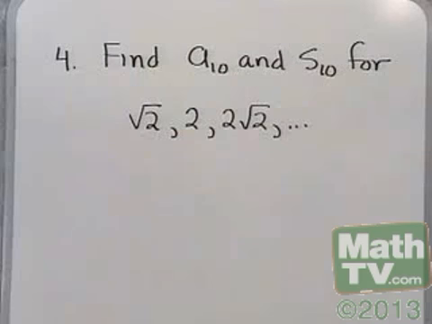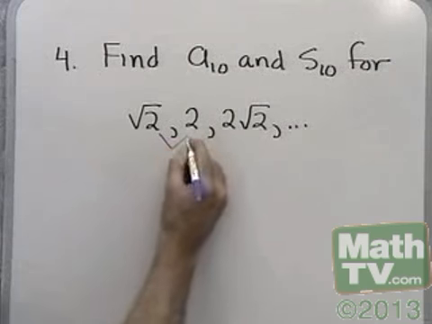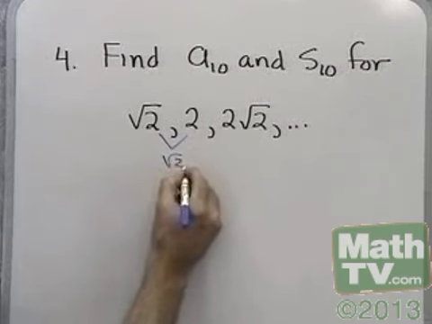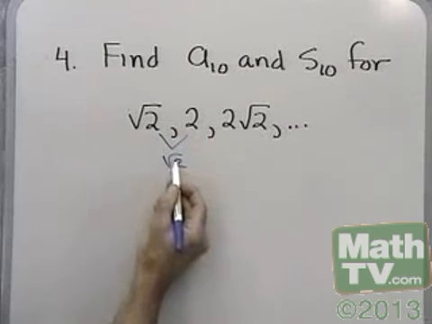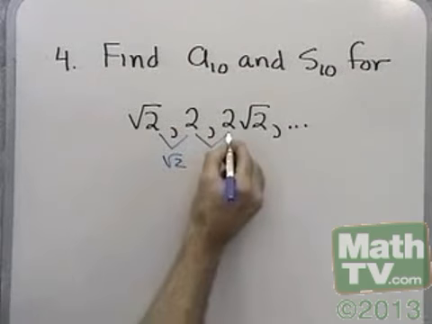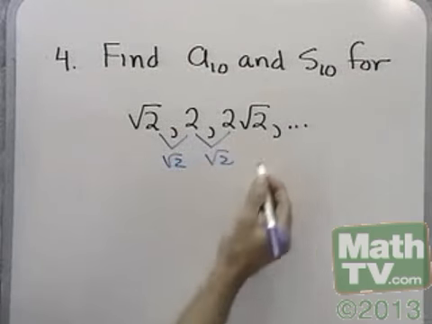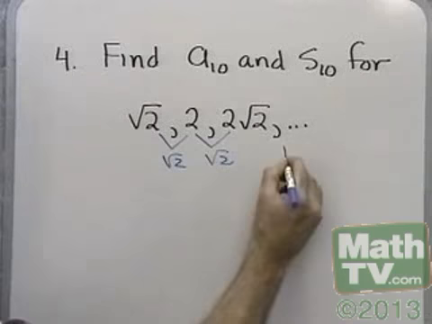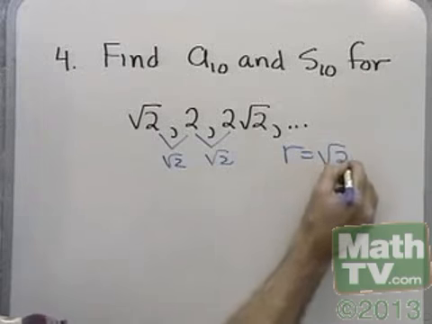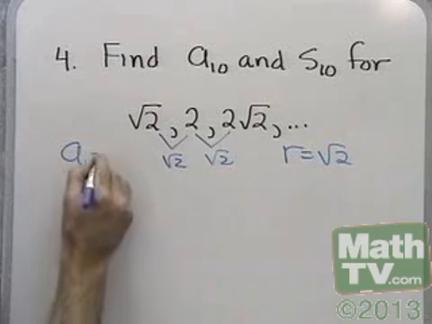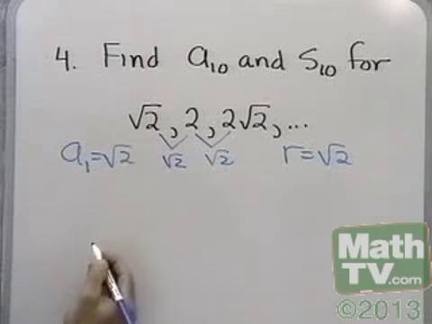Problem number 4, we have find a sub 10 and s sub 10 for square root 2, 2, 2 square root 2, so on and so forth. So you can see that the common ratio right here is going to be square root 2. I'll multiply square root 2 by square root 2 and I get 2. 2 times square root 2 is going to be 2 square root 2, so on and so forth. So my common ratio r is equal to square root 2. My first term, a sub 1, is also equal to square root 2.